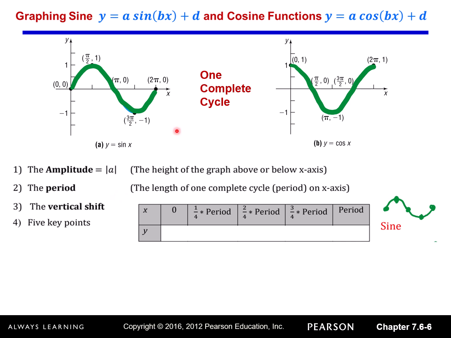But the period for the general form of sine and cosine is identified by 2 pi over the absolute value of b. So in sine x, b is equal to 1, so it's 2 pi divided by 1. So that's why the period of sine and cosine is 2 pi. And then the vertical shift is determined based on the value of d.